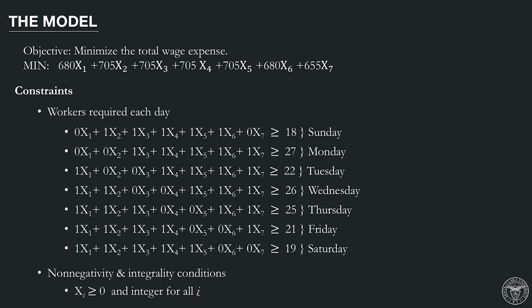Similarly, for Monday, because shift 1 and shift 2 employees do not come in on Monday, we need to sum up shifts 3, 4, 5, 6, and 7 together, which must be larger or equal to 27. We can do the same thing for all the rest of the days, so we have all these constraints. So far, we still have only linear programming without integer conditions. Because we cannot divide employees into halves or 0.3, something like that, we must specify that all xi must be integer as well, in addition to the non-negative constraints.